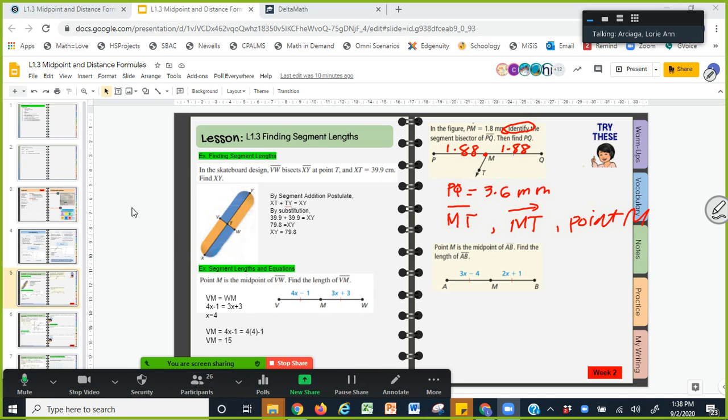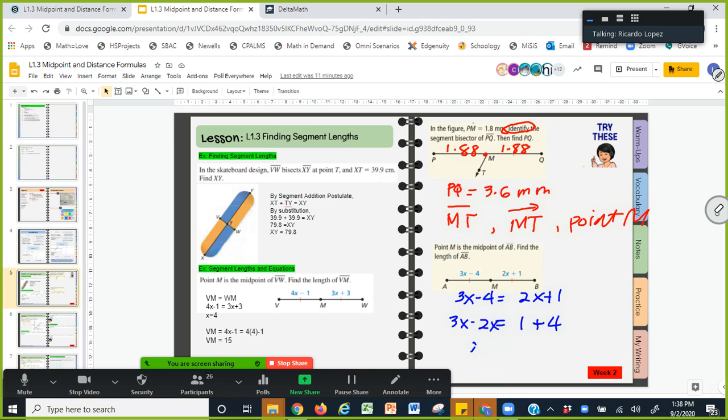Now I'm just going to follow your thoughts, honey. I'll write for you as you explain. M represents the midpoint, meaning it separates the segment into two congruent parts, meaning it is literally the middle, so 3x minus 4 is equal to 2x plus 1. You take away 2x from both sides, leaving you with x minus 4 equals 1. So you move the 4 over, and then you get x equals 5.